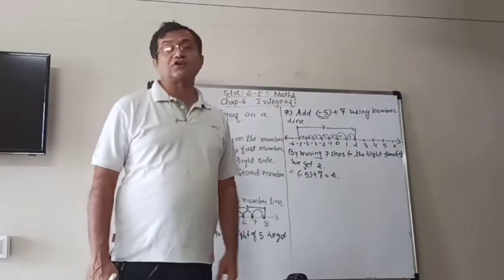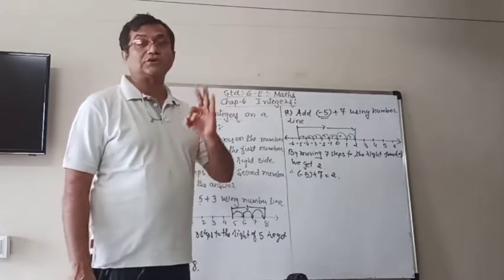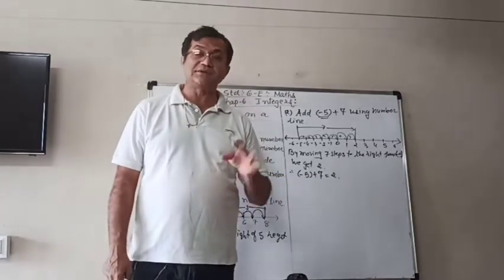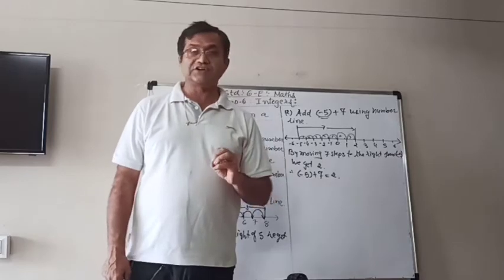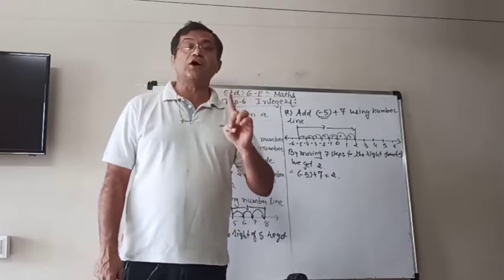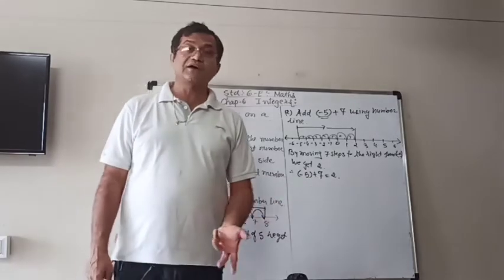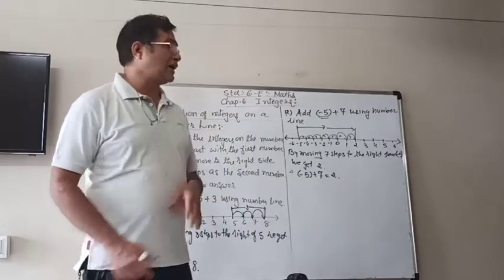You can use your mind and check whether it is right or wrong, because we know that without number line, what do we do? If one is negative, one is positive, we subtract the number. Means 7 minus 5. Answer is 2. And the sign of the greater number, 7, is plus. So plus 2 is the answer. So our answer is right.